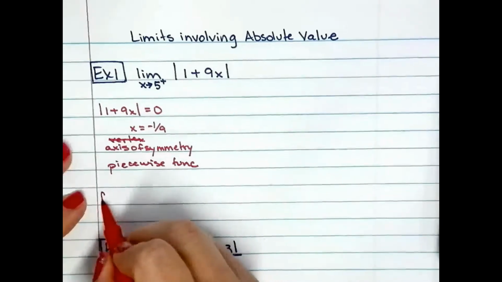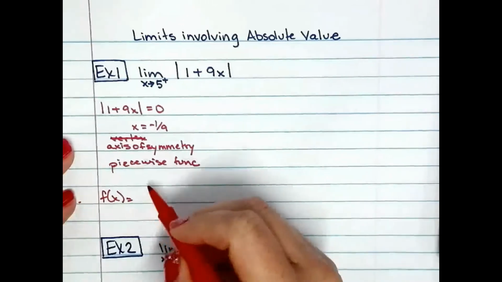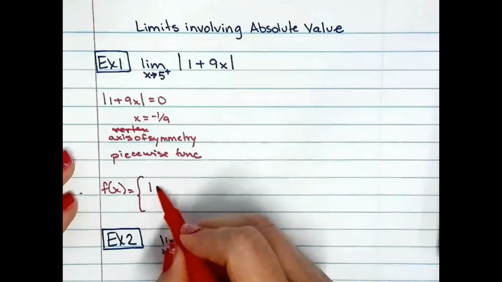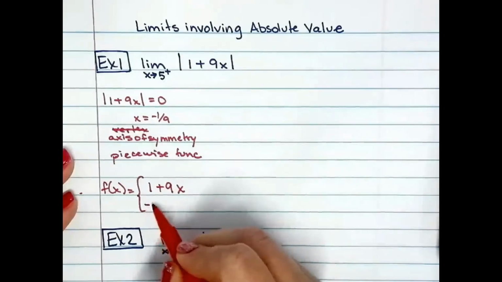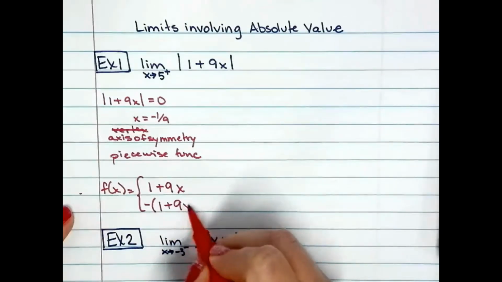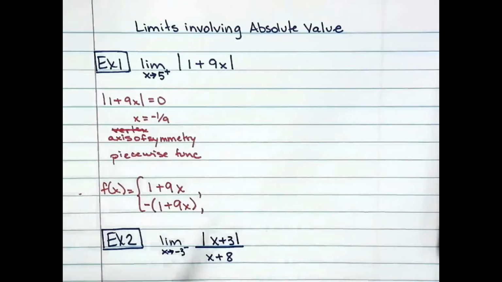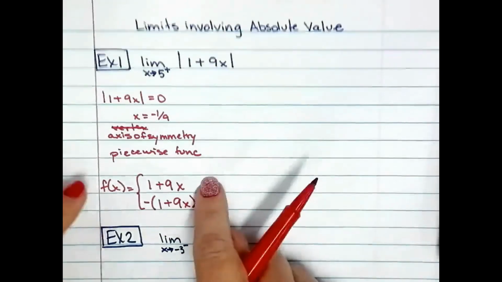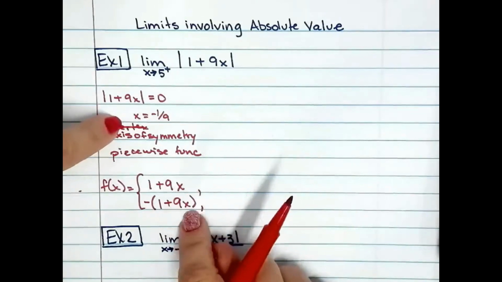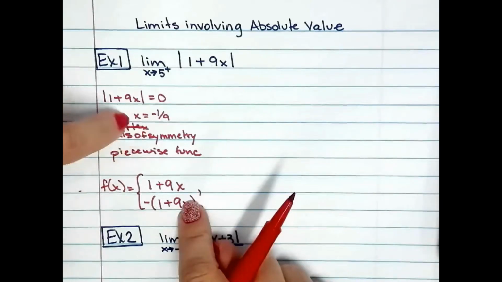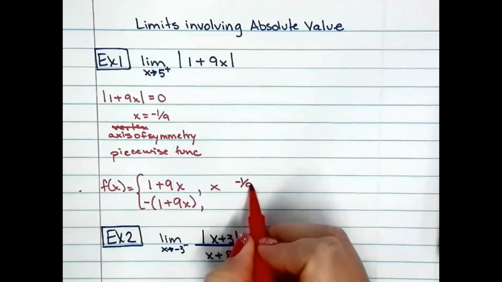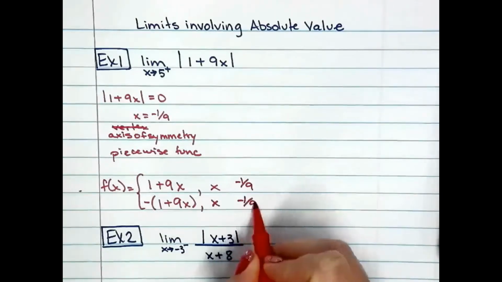So I have my f of x. I have two functions, one with the positive slope and one with the negative slope. So 1 plus 9x, and the other one is the negative version of that same function, so negative 1 plus 9x. Under what conditions do I use this or that one? Well, these two linear functions change direction right there at the axis of symmetry. So when x blank negative 1 over 9, x blank negative 1 over 9.